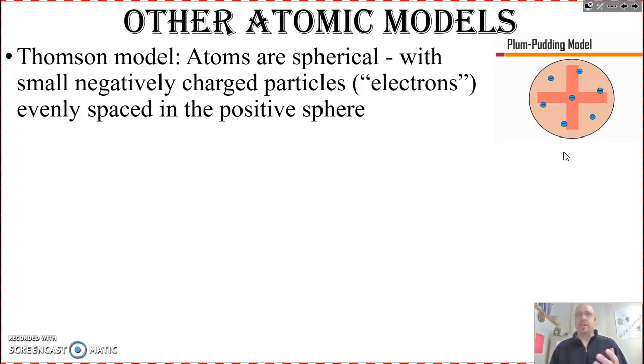Say, for instance, like now you could say mint chocolate chip ice cream, and the negative electrons inside the mint chocolate chip ice cream would be the little chocolate chips. Okay, and that was the Thomson model.